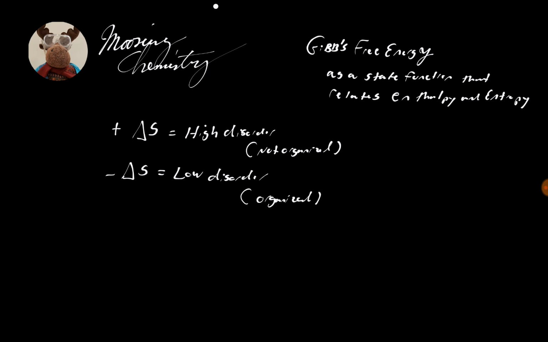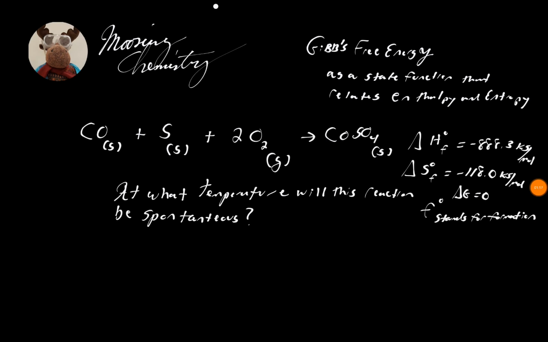Now, what we're going to do is look at a sample problem here. We're going to determine whether this reaction is going to be spontaneous and at what temperature. Okay? So let me go ahead and put the problem up. Okay, now we're going to be looking at this equation: CO, carbon monoxide solid, plus sulfur plus oxygen gas yields carbon monoxide sulfate. So when we're looking at this, at what temperature will this reaction be spontaneous? We need to know some information.